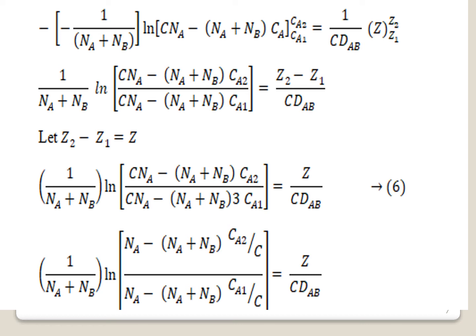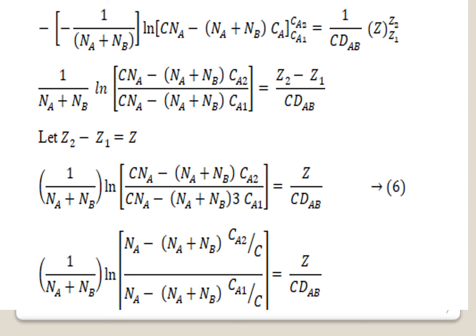So here we want to reduce this expression. Insert the distance Z2 minus Z1, which is equal to z. Again substitute the values: 1 by (NA plus NB) ln of (C·NA minus (NA plus NB) Ca2) whole divided by (C·NA minus (NA plus NB) into Ca1) is equal to z by C into DAB. This is the sixth expression.